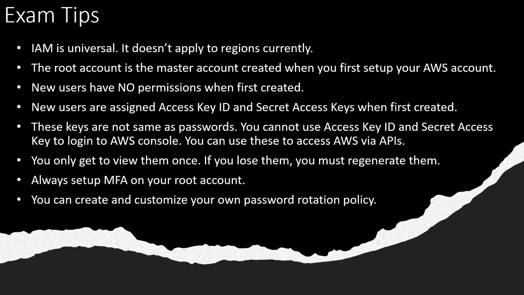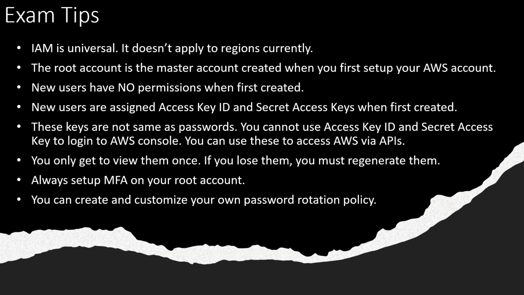So what have we learned so far? Well, we have learned that IAM is universal. It does not apply to regions at this time. So when you create a user, you are creating the user globally. Same when you create a role or when you create a group. We learned that the root account is simply the account created when you first set up your AWS account. It has complete administrator access and it's always using your email address. That's sometimes called the root account email address and the password that you configured.